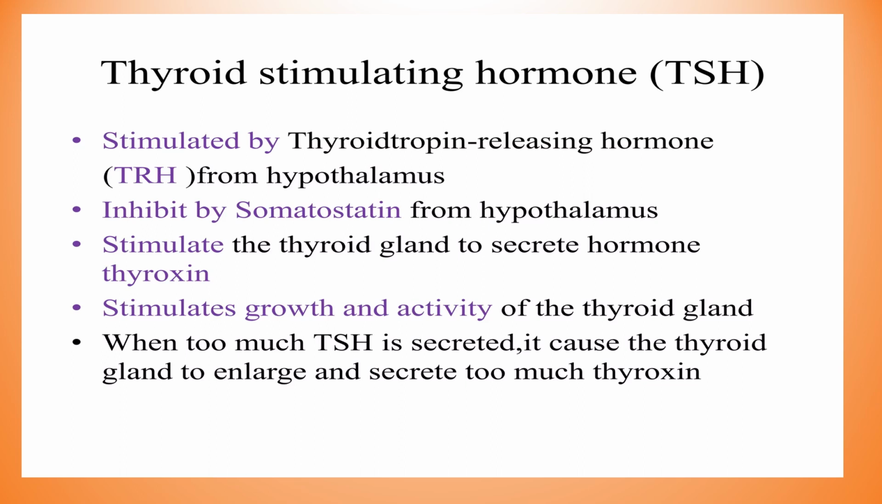Coming to thyroid stimulating hormone, it's stimulated by thyrotropin releasing hormone, and it is inhibited by somatostatin and dopamine. It stimulates the thyroid gland to secrete hormone, and it stimulates growth and activity of the thyroid gland. In case too much thyroid stimulating hormone is secreted, the thyroid gland starts to enlarge and secretes more thyroid hormone. In such cases we can see an elevation of T3, and thyroid stimulating hormone TSH will be increased.